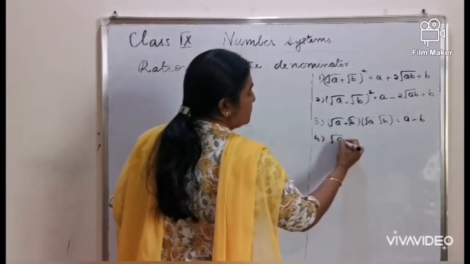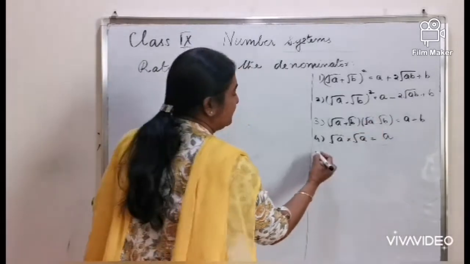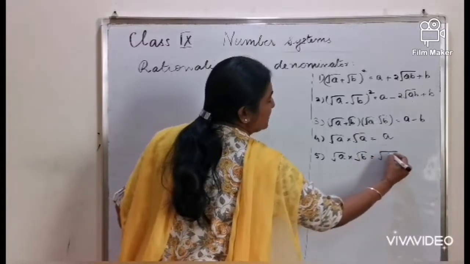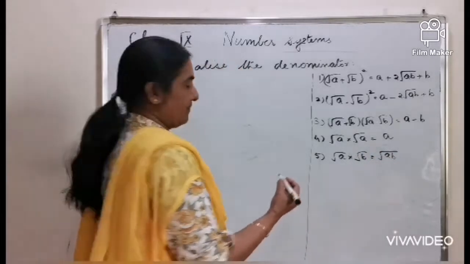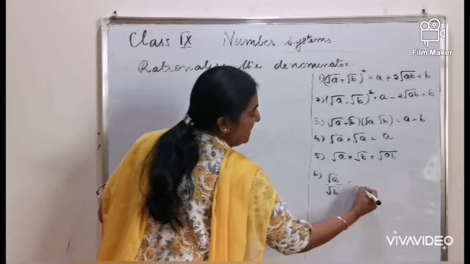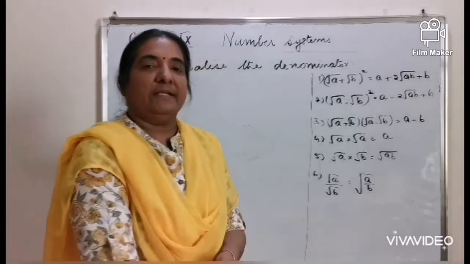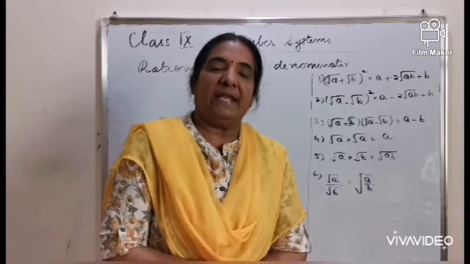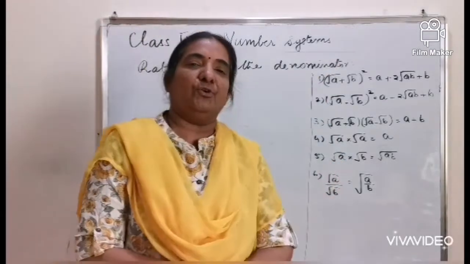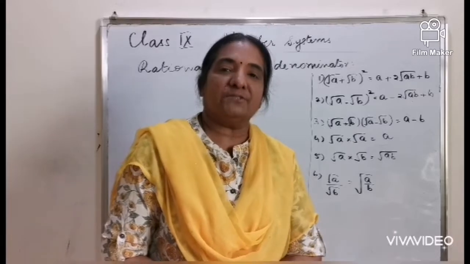Number 4, square root a into square root a is the same as a. Square root a into square root b is the same as square root of ab. Square root a divided by square root b is the same as square root of a by b. In the next session, when any of these applications are there, you can copy this in your notebook before starting to listen to the next topic.